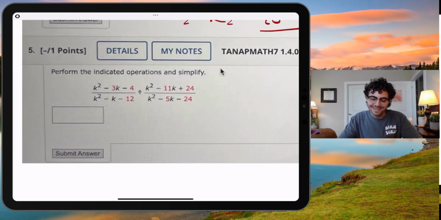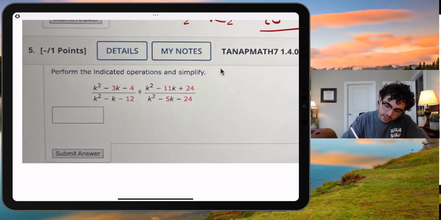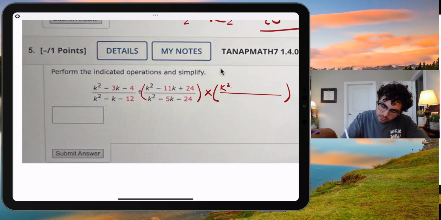They ask us to perform the indicated operations and simplify. So notice we have a bunch of very factorable expressions here, divided, first of all, in fractions, and then they're dividing the two fractions. So first thing I'll say is, let's go ahead and rewrite the division of this fraction or quotient as instead the multiplication of the flip of that fraction. So I'm going to just flip this fraction so we can multiply by this fraction instead of dividing by the original fraction.